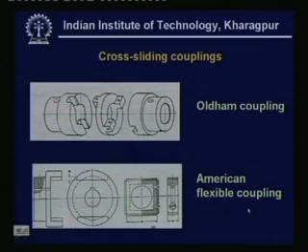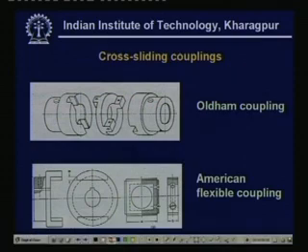The first comes the Oldham coupling. Here you see, this name is not new to you, because while learning kinematics you must have come across this name. This is a mechanism which has four joints, one revolute pair, two prismatic pairs and one revolute pair. Let us see how they are attached.